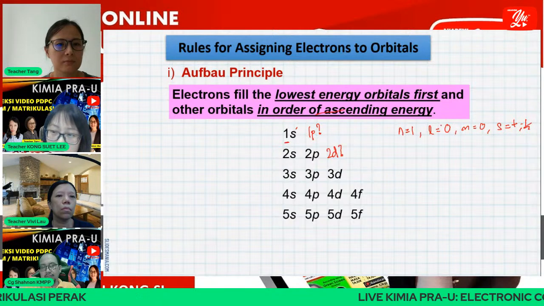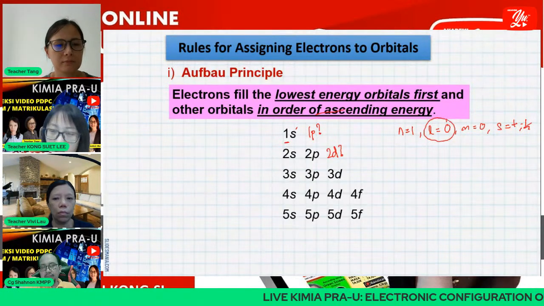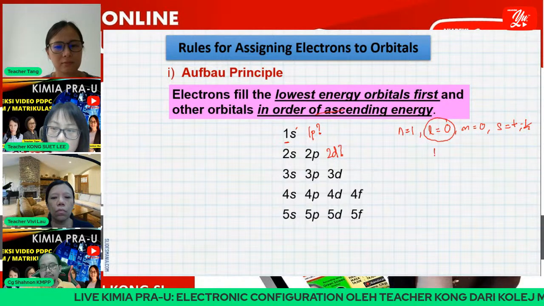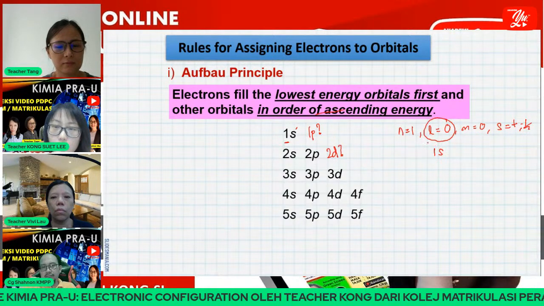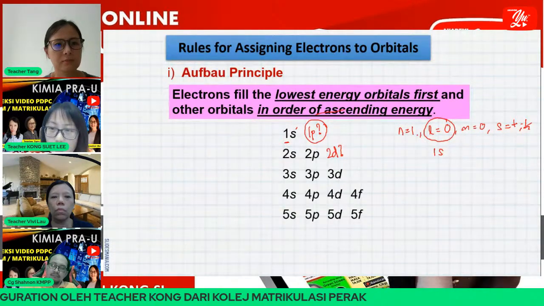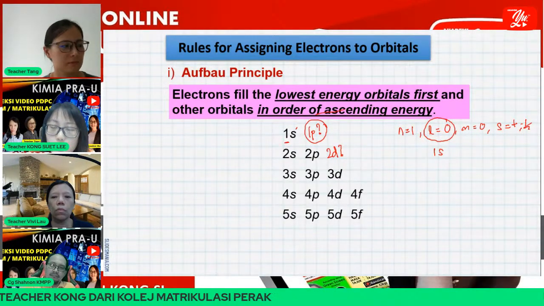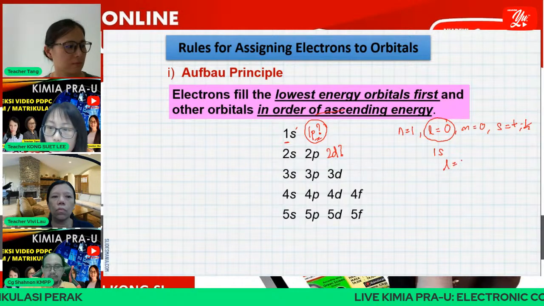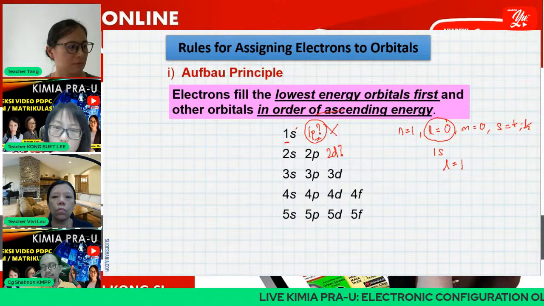If you check from here, when n equals 1, l only equals 0, meaning that it's the 1s orbital. 1p is not accepted, because when n equals 1, only l equals 0 is accepted, because the p orbital is represented by l equals 1. So that's why there is no 1p.